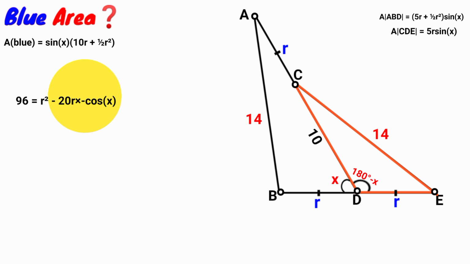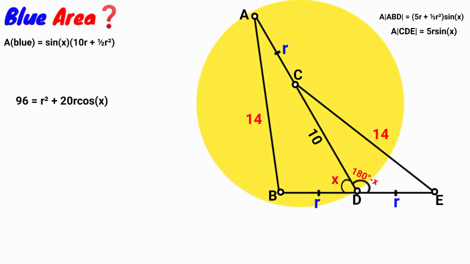Minus 20R times minus cos X is plus 20R cos X. So 96 equals R squared plus 20R cos X. We still need the value of X to proceed further. Come here, assume the size of this angle to be Y.